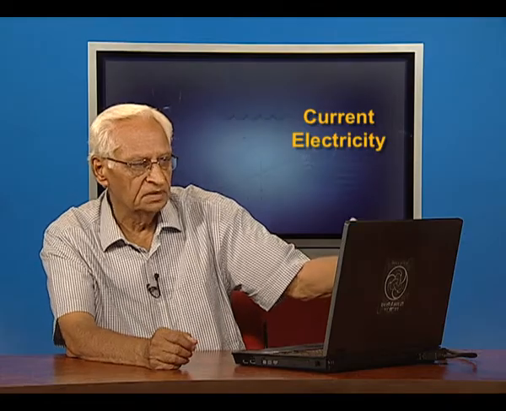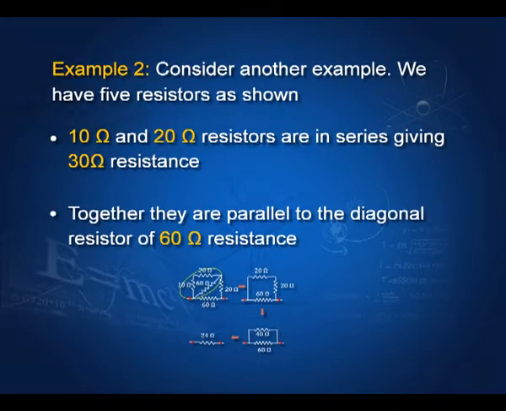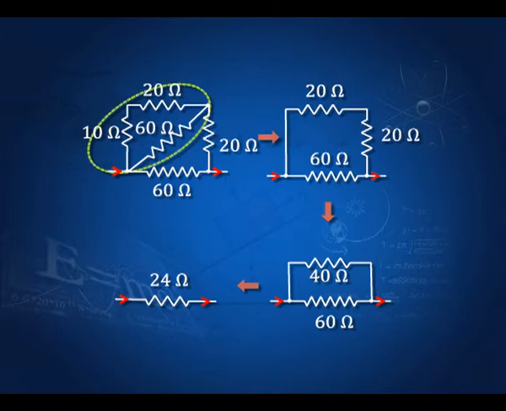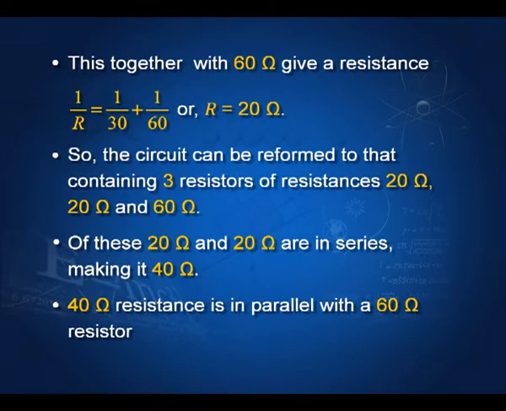Let us take another example. Consider a circuit which has these 5 resistances. These two are in series, and they are in parallel with this. So, these two are in series, 10 plus 20 is 30, and they are in parallel with 60. Therefore, 1 by 30 plus 1 by 60 gives 20. So, this resistance is 20, this is also 20, and they are in series. So, they make the resistance 40.